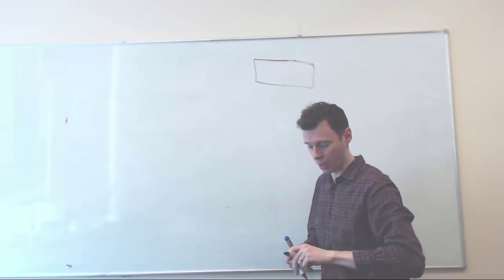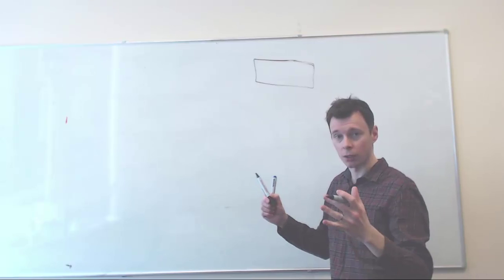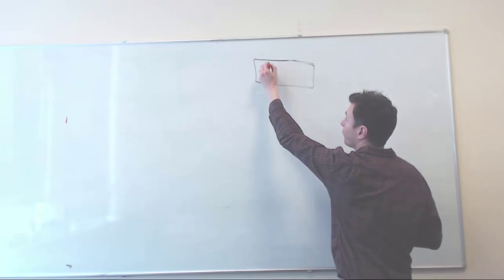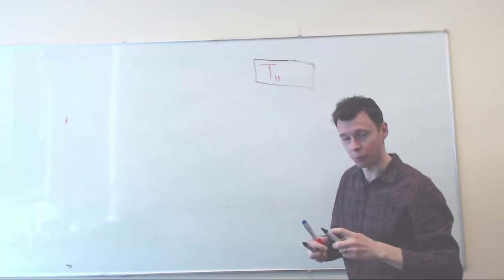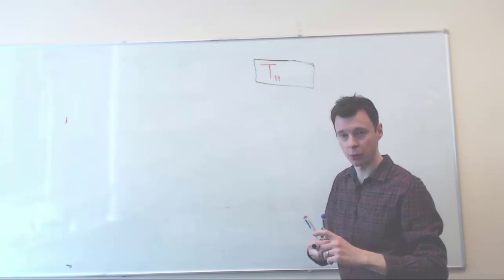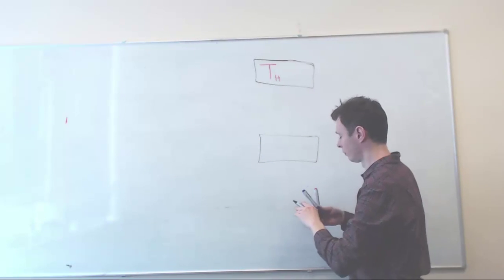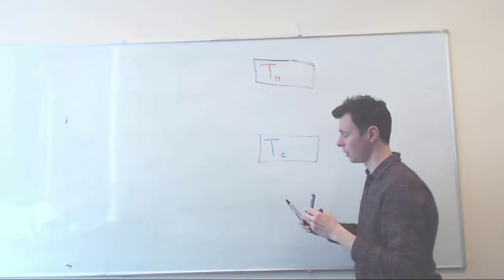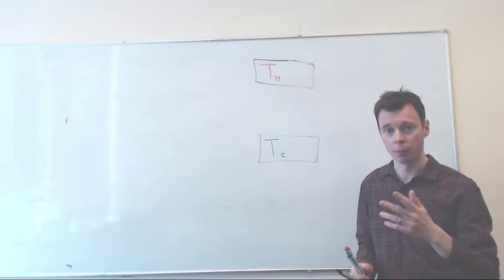So we've got a heat reservoir, which is basically a large amount of a substance which is very, very hot, so it's got a high temperature. So note that T subscript H. And we've got a corresponding low temperature reservoir down here, T cold. As you know, heat spontaneously flows from hot to cold.